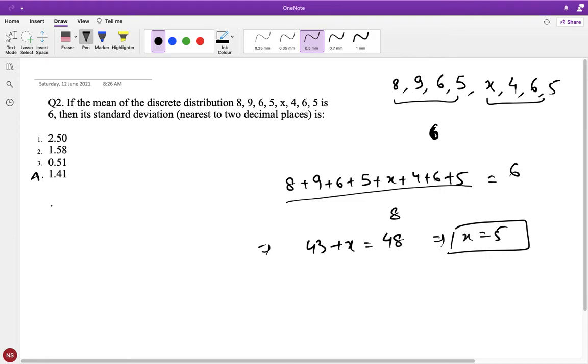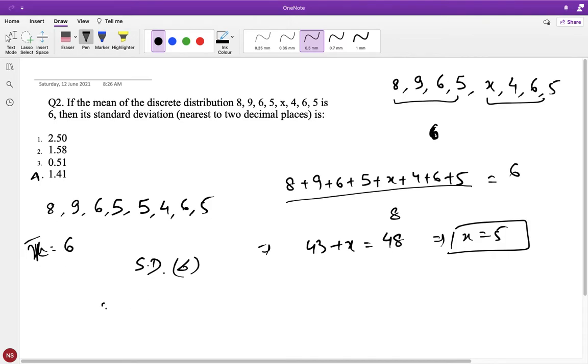Now the data is given to us: 8, 9, 6, 5, 5, 4, 6, 5. Their mean is given. Now we just have to find out the standard deviation sigma. That's it. So mean is given, mu is 6, or should I just say x bar is 6.